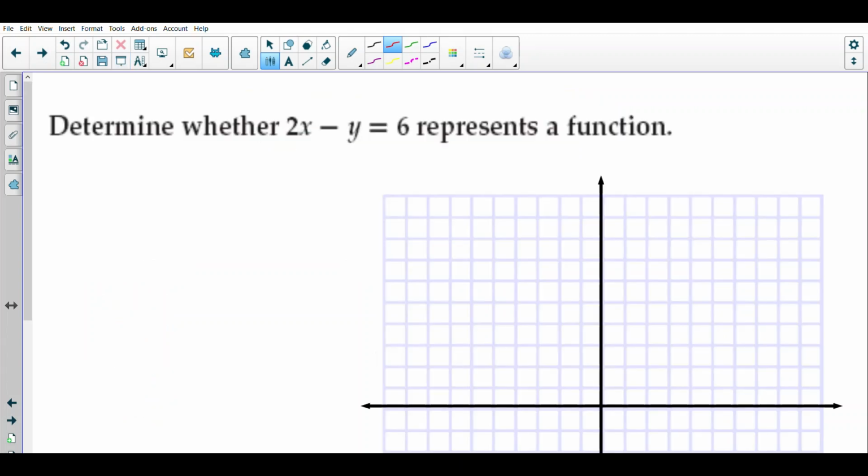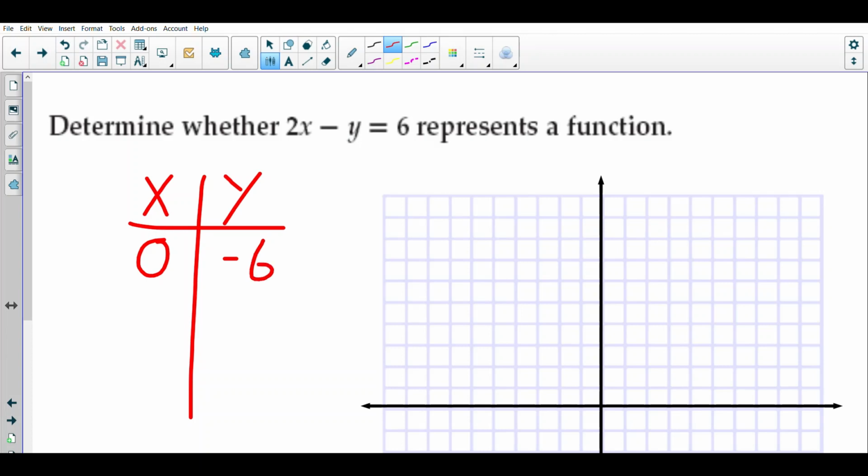So now, determine whether 2x minus y equals 6 is a function. I'm going to use a t-chart. So I'm just going to plug in some values. If I plug in 0 for x, I get 2 times 0 minus y equals 6. Well, 2 times 0 is 0, so I get 0 minus y, which is just negative y. So I have negative y equals 6, which would give us -6. And then if I put in 0 for y, I have 2x minus 0, which is just 2x. So 2x equals 6. Solve for x, I get 3.